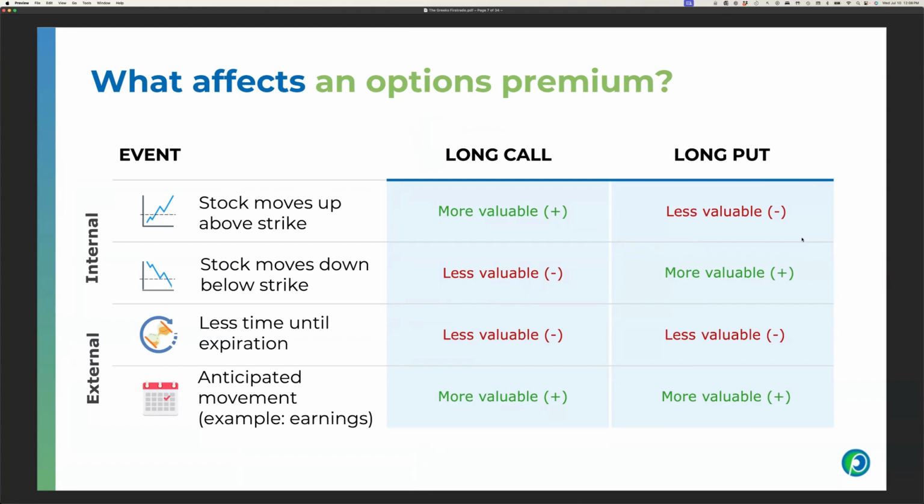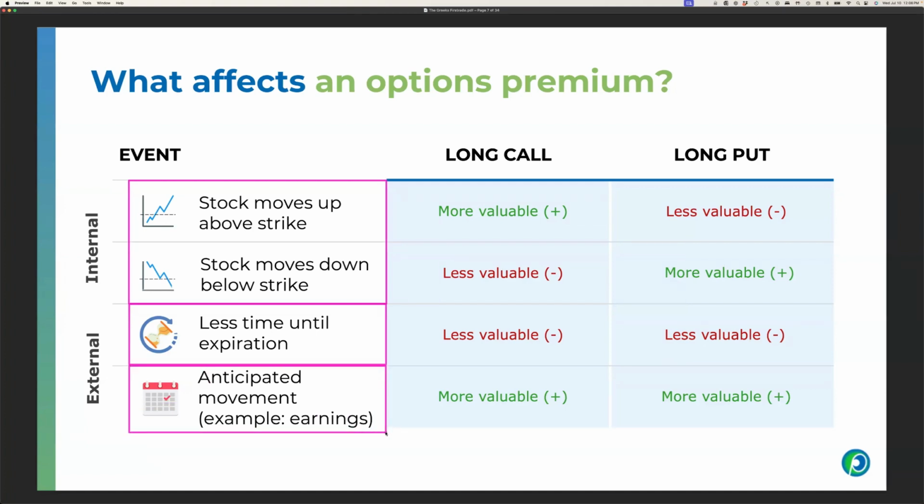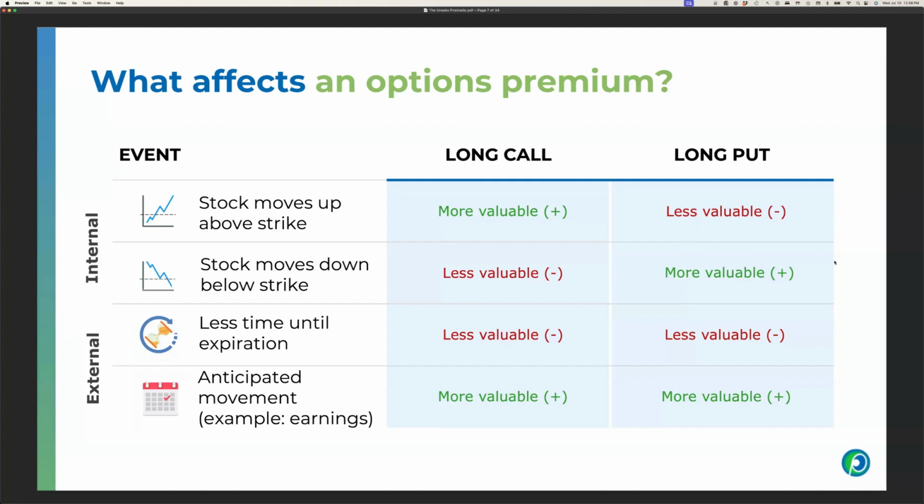Generally speaking, there are three things that are going to affect an options premium. Number one, whether the stock moves up or down is the number one thing that determines the internal factors, the intrinsic value of an option. And then you have external factors, meaning how much time is left between now and the expiration date, and the anticipated movement, meaning the implied volatility of the option. Those are the three primary components that determine the value of your option. And we're going to put it into the context today of long calls and long puts to determine whether something makes it more valuable or less valuable by looking at some T charts.